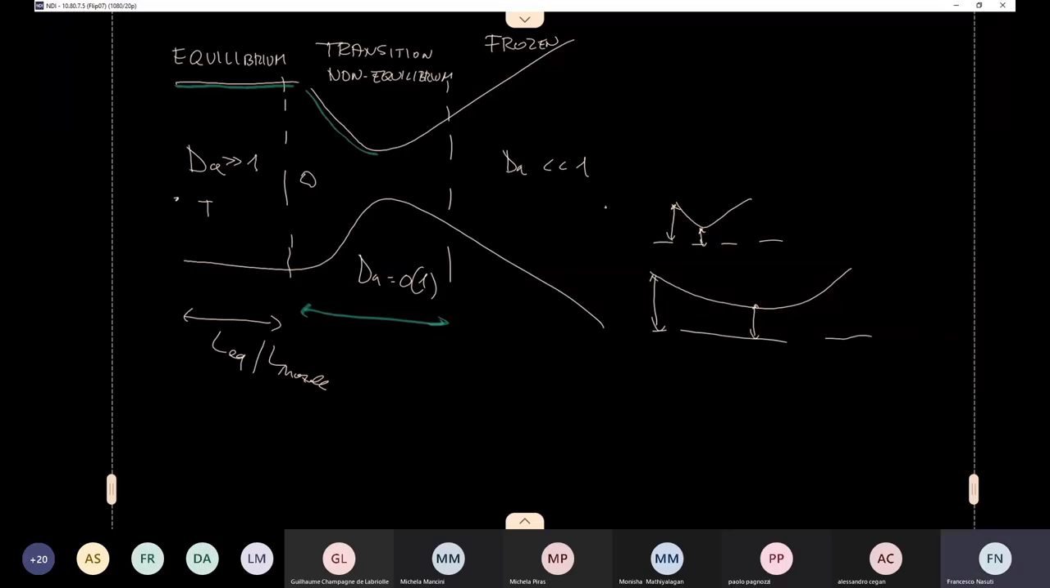So there is a simplification that is made for this three regime analysis, which is based on the fact that here you see this is much greater than one, this is much smaller than one, and we should identify what is the meaning of order one. And what is found is that actually this region is not so large as I show here in this drawing, but it's quite narrow. So you see that the actual region with Damköhler number of order one could be, for instance, here, something like this.